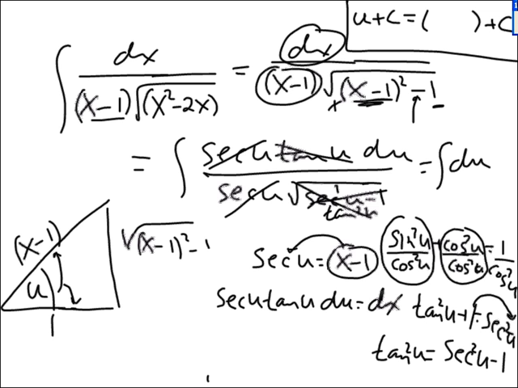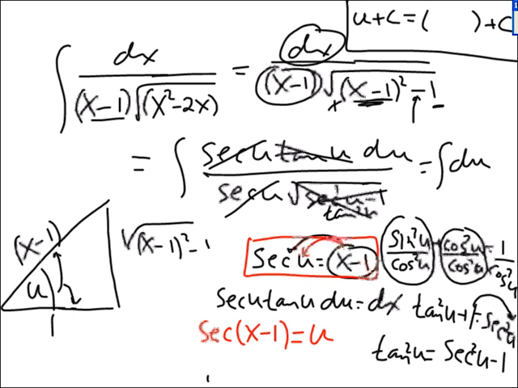Now, we know this statement right here. Well, I could interchange those. I can say the secant of x minus 1 is u. Excuse me, but then I have to say inverse: secant inverse of x minus 1. Okay, that's just what I'm going to write. That's your answer. The secant inverse of x minus 1 plus a constant.